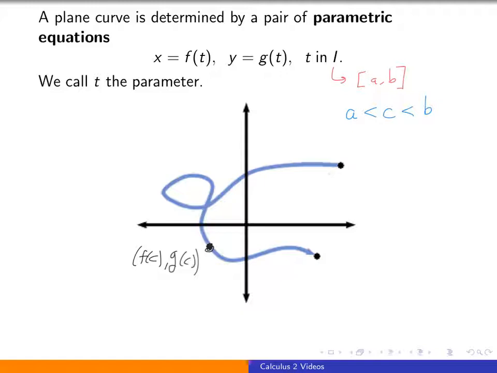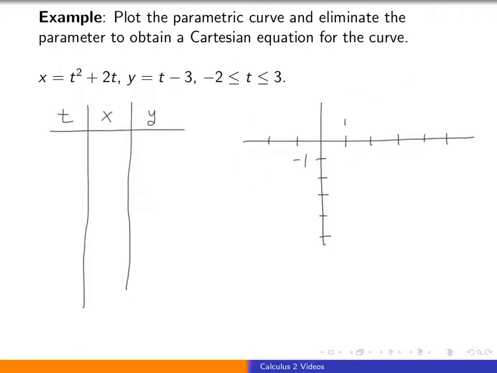So to begin, our typical question is going to be, for a pair of parametric equations, can we somehow sketch that corresponding curve, and if possible, maybe represent it with a Cartesian equation, that is, in terms of a function y equals f of x. So we begin by looking at a very typical example. Plot the given parametric curve, and once we've done so, obtain a Cartesian equation for the curve.